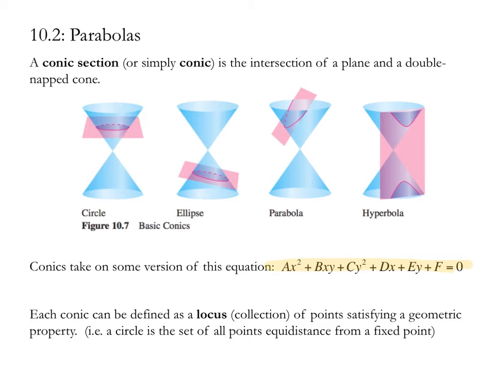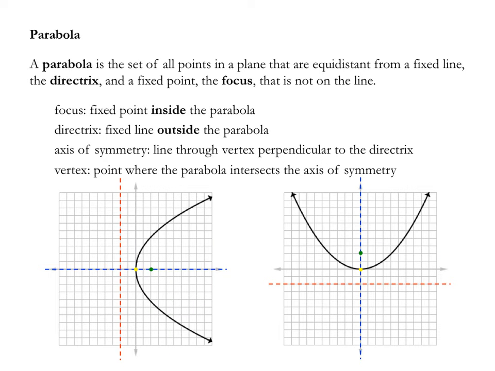Today we're focused on parabolas. We're going to take a look at the definition of a parabola and then all the different pieces of a parabola. A parabola is a set of all points in a plane that are equidistant from a fixed line, which is called the directrix, and a fixed point, which is called the focus, that is not on the line. The focus, again, is the point inside.